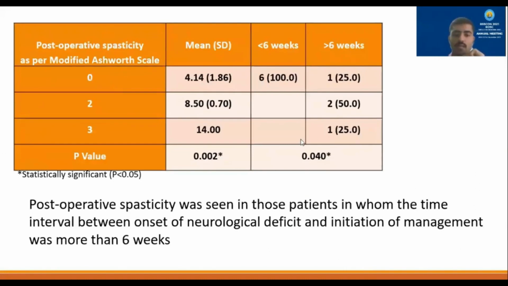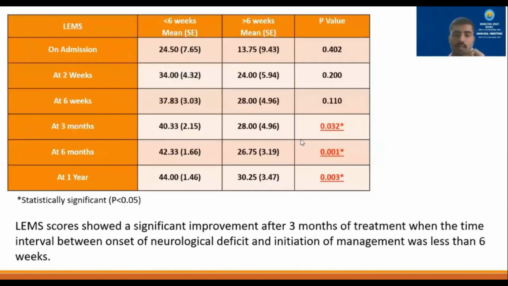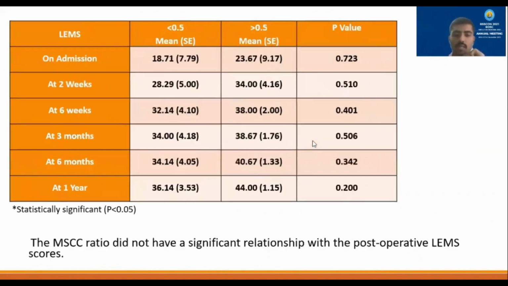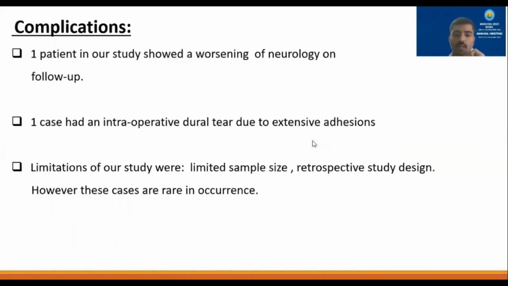The postoperative spasticity was seen in those patients in whom the time interval between the onset of neurological deficit and initiation of management was more than 6 weeks. The LEMS score showed a significant improvement after 3 months of treatment when the time interval between the onset of neurological deficit and initiation of management was less than 6 weeks. To our surprise, the MSCC ratio did not have a significant relationship with the postoperative LEMS scores.